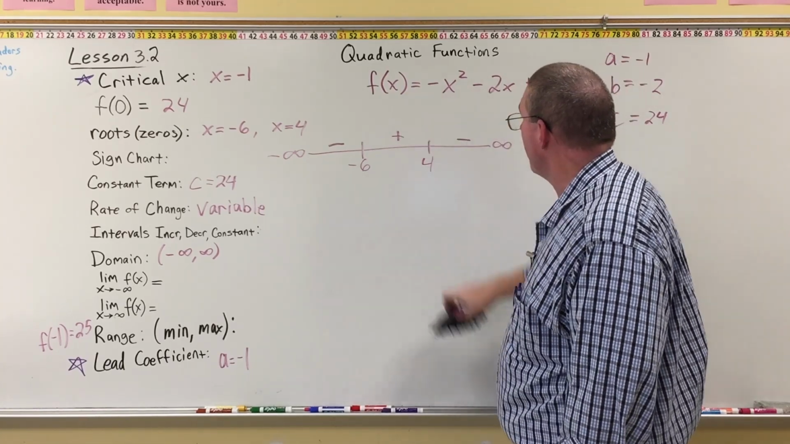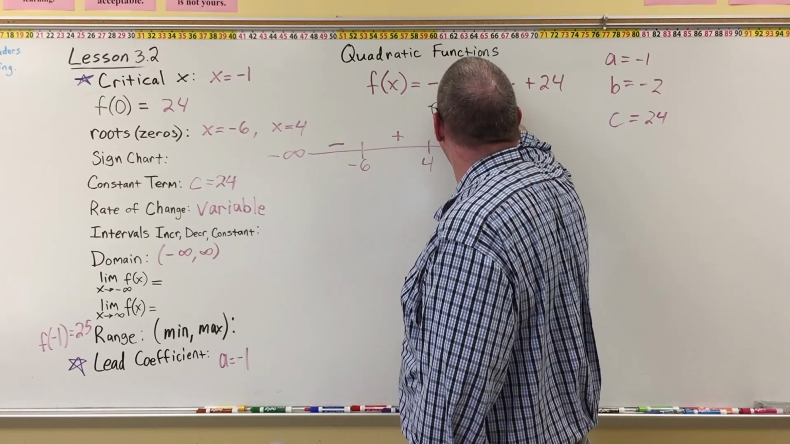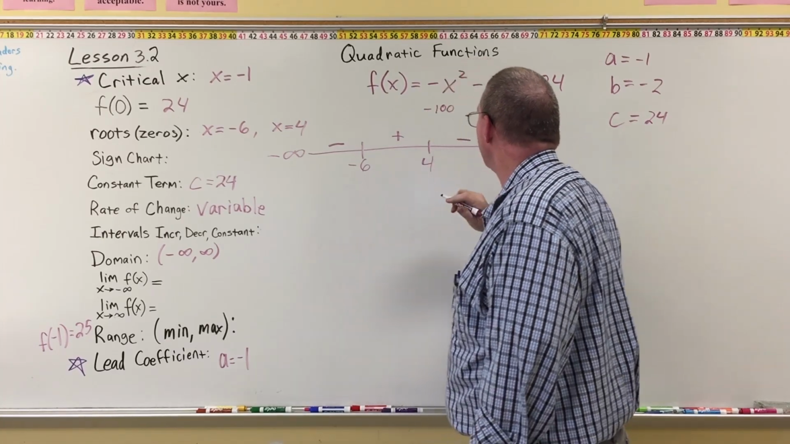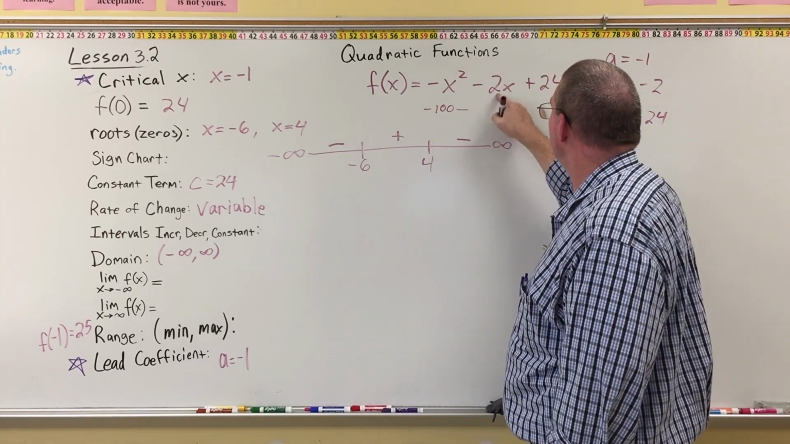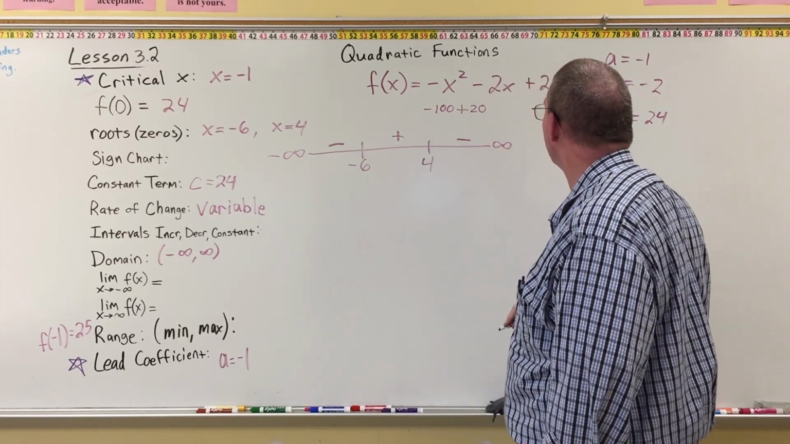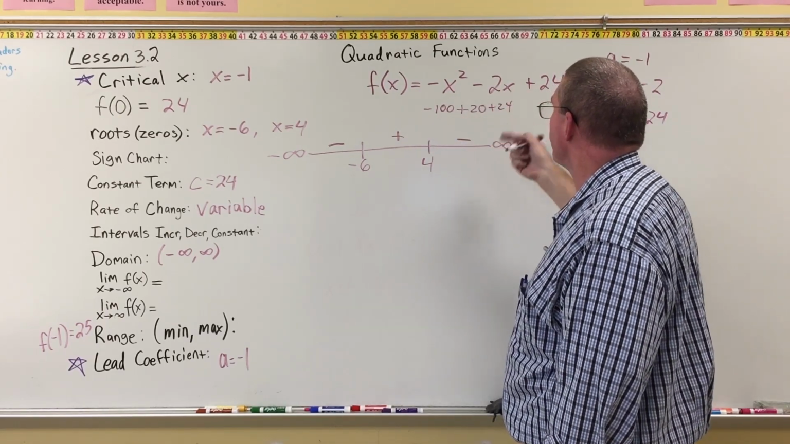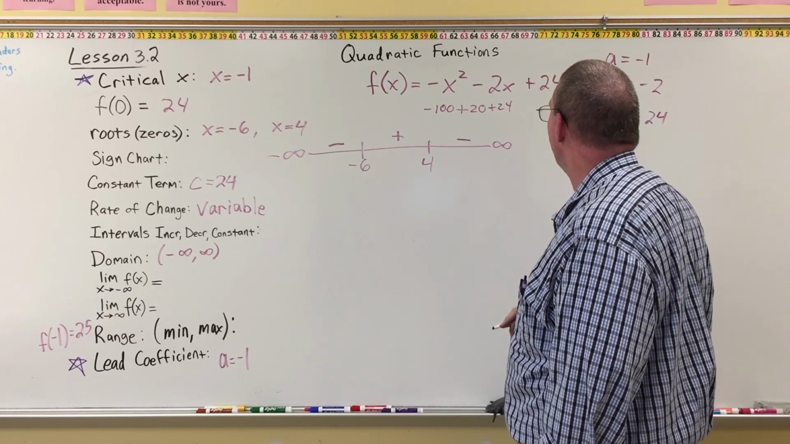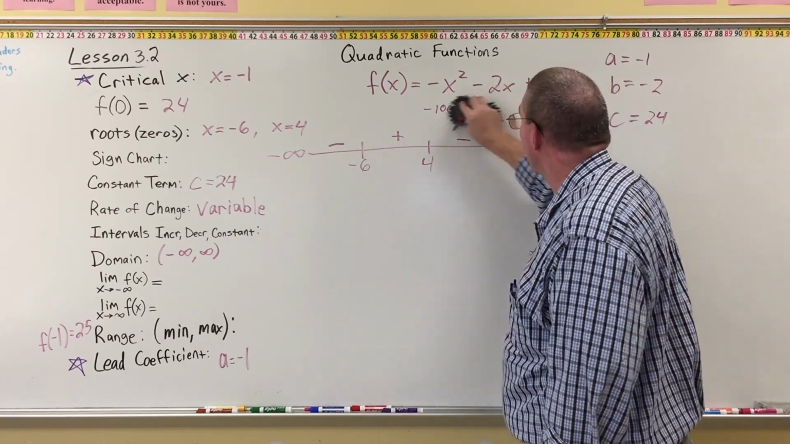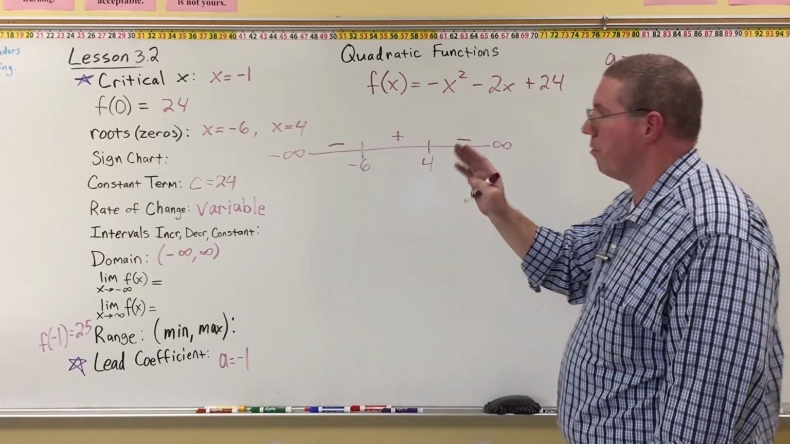We can do the same thing over here, let's say with negative 10. Negative 10 squared, negative 10 times negative 10 is 100, but we're doing the negative of it, so it's negative 100. Minus 2 times negative 10 is negative 20. That makes this plus 20, okay? And then plus 24. So negative 100 plus 20 is negative 80. Negative 80 plus 24 is negative 56, but it's still a negative number, and therefore we have a correct sign chart. Okay? Already got the constant term, rate of change.